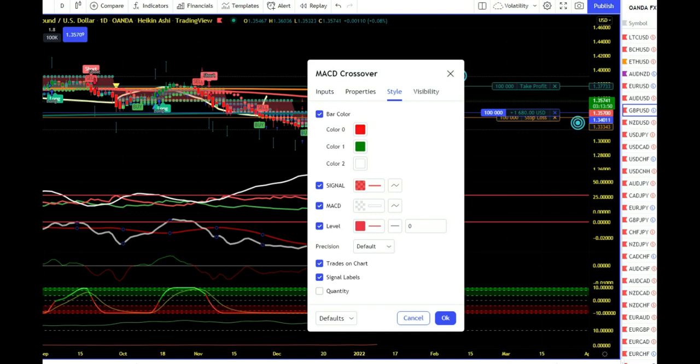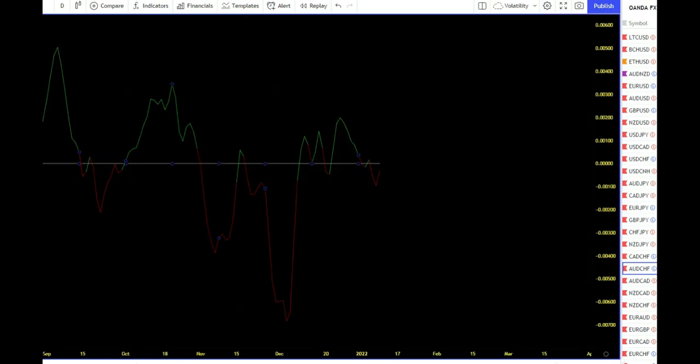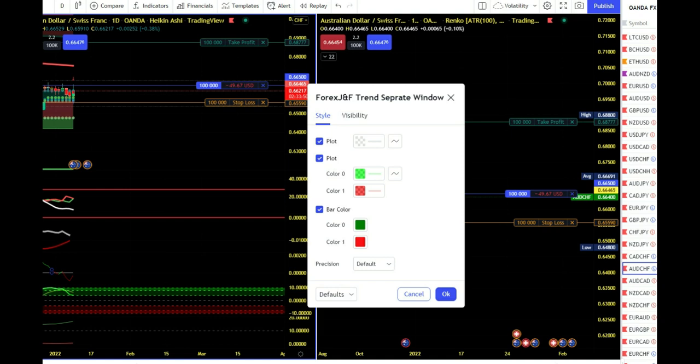Then here's a really good indicator for smart money. You see here, we have a midline, we have red lines, and we have green lines. Once the green line is over the zero line, that means smart money is coming into business, right? And this is the Forex JF trend separate window.